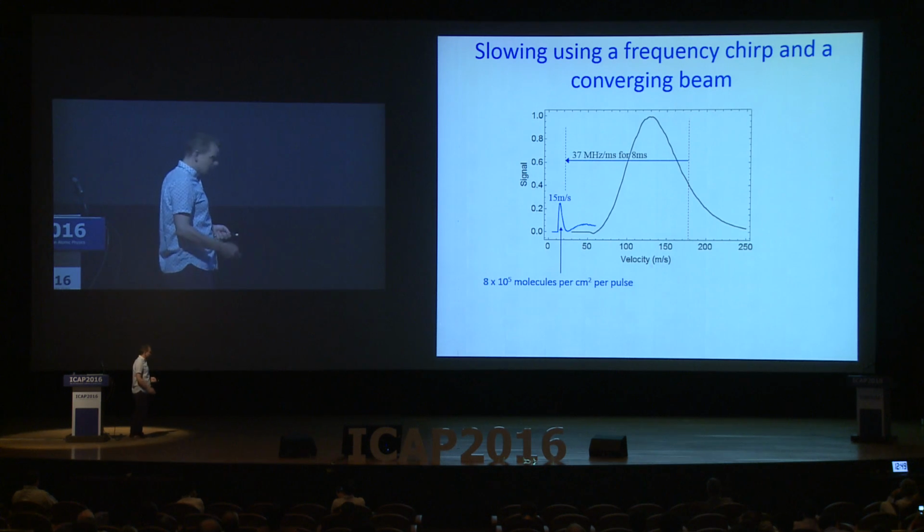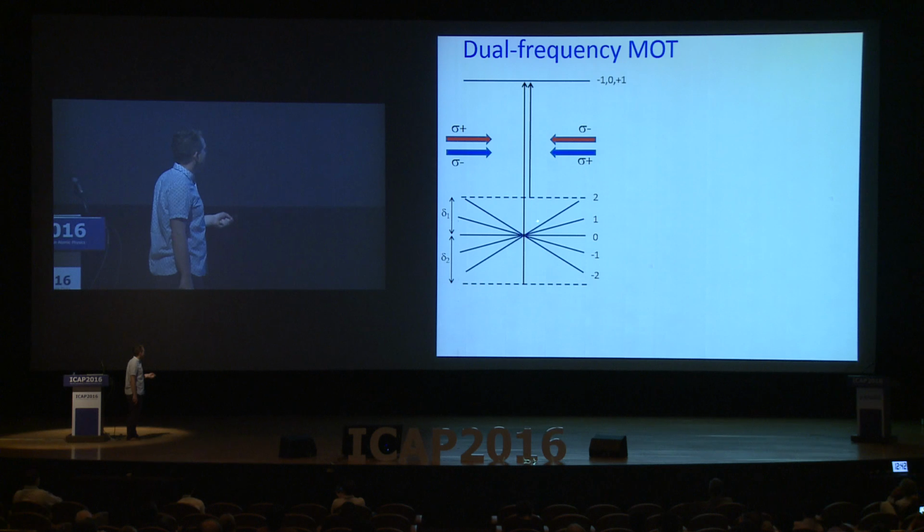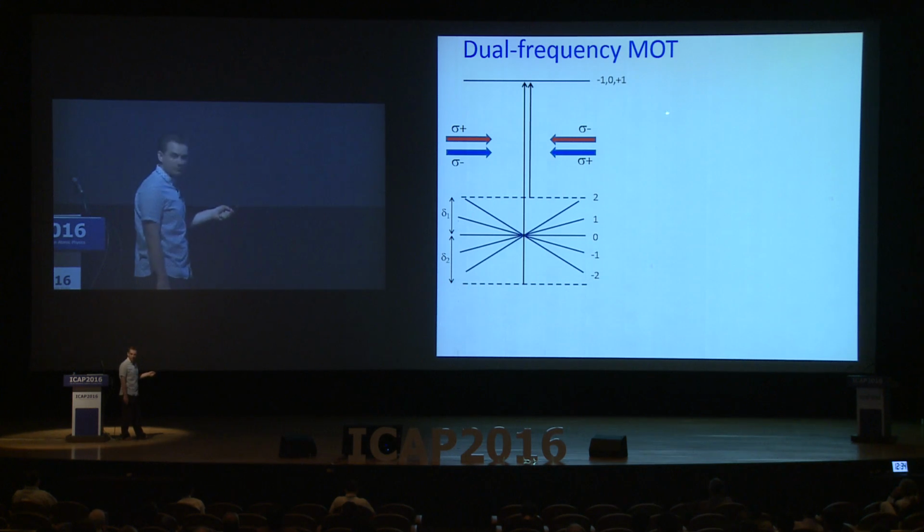I want to show you another possible solution to the problem, which I call the dual frequency MOT. What I'm showing you here is a system with F equals 2 in the ground state and F equals 1 in the excited state, and no Zeeman splitting in the excited state. This system has both of those problems. There's no Zeeman splitting in the excited state, and there are dark states in the F equals 2 to F equals 1 system. The idea is to drive this MOT with 2 frequencies, one which is red detuned and another which is blue detuned. And the 2 frequencies have opposite circular polarization.